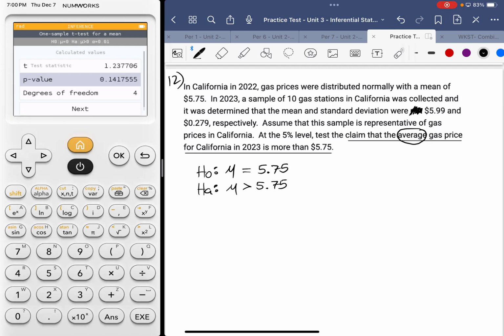All right. The inequality used in our alternative hypothesis corresponds, in the diagram that we draw, to the tail, or tails. In this case, just a single tail on the right-hand side. So this is right-tailed because of this inequality here.